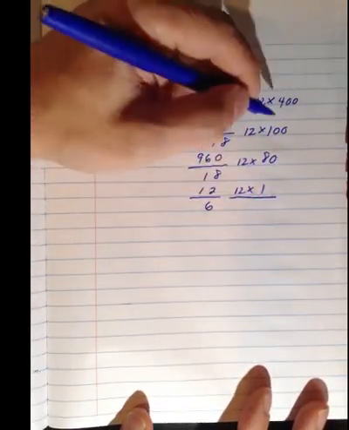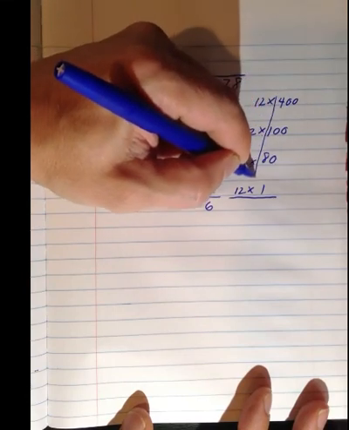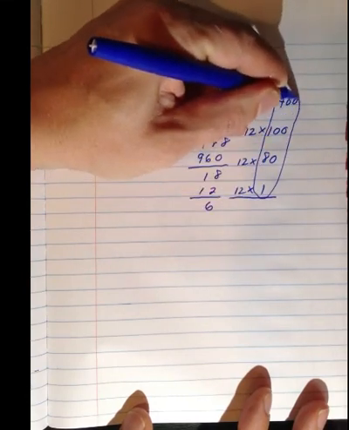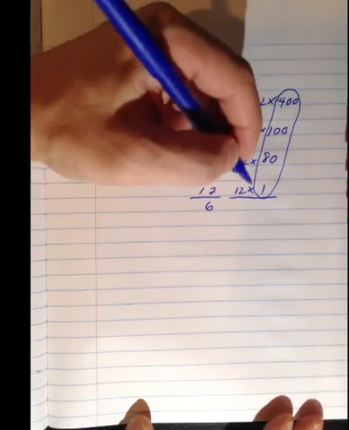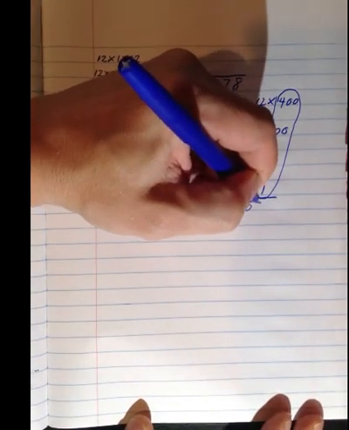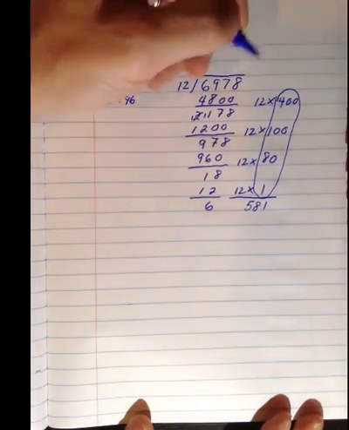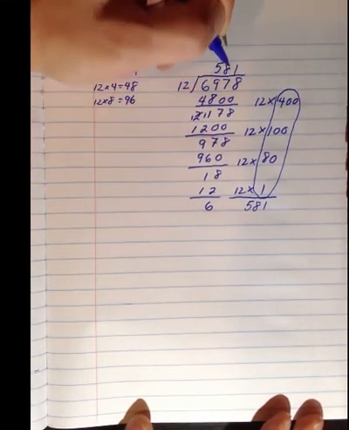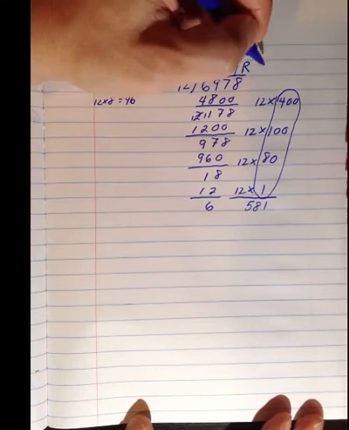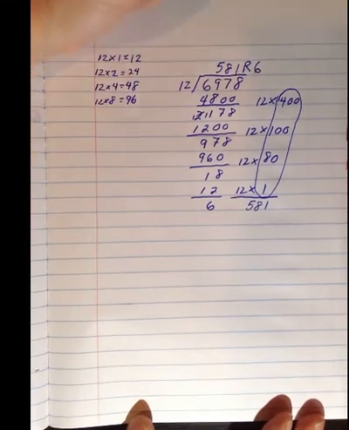So we're going to gather together all the groups we made, 400 plus 100 plus 80 plus 1. So that's 581. We do have 6 left over, and we'll just call that a remainder. So 581 with 6 left over that couldn't be put into a group.